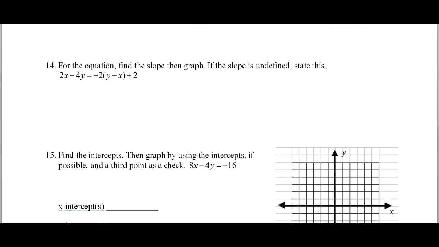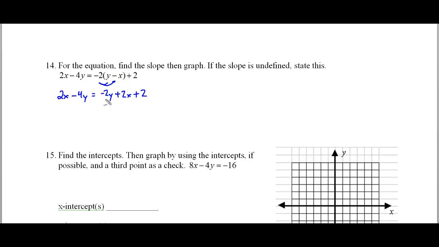So we're going to look at another problem. This is like problem number 12. And again, I forgot to write my graph there. So let's do a little distribution and see what we got here. I'm going to distribute this and this. So my left side stays exactly the same. My right side becomes negative 2y plus 2x plus 2.